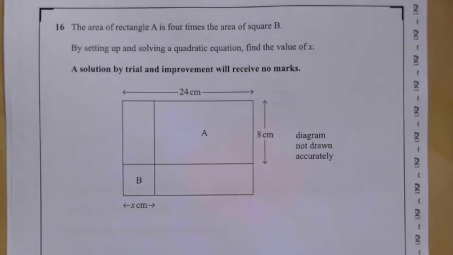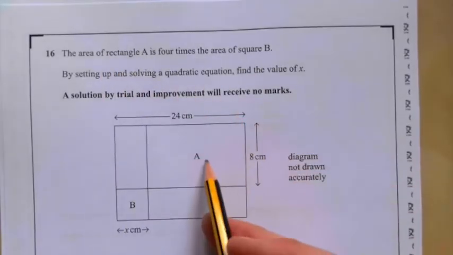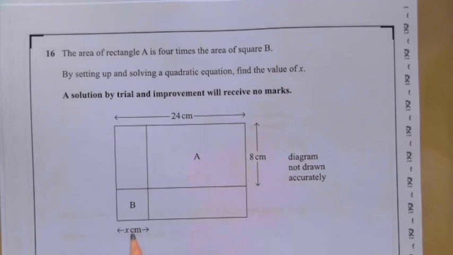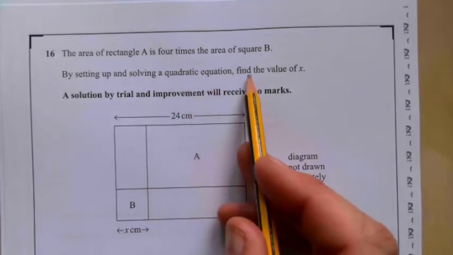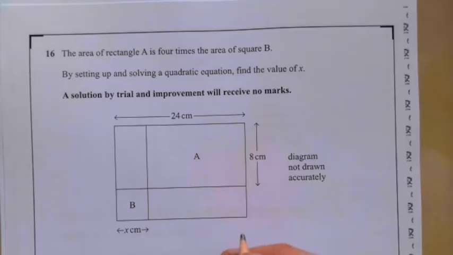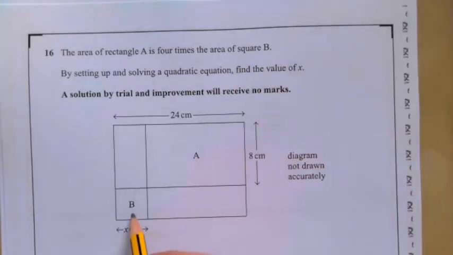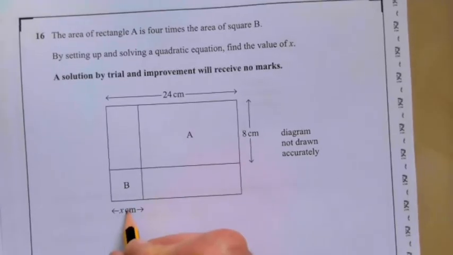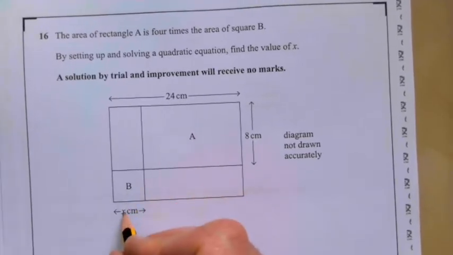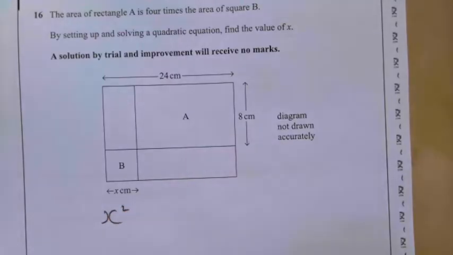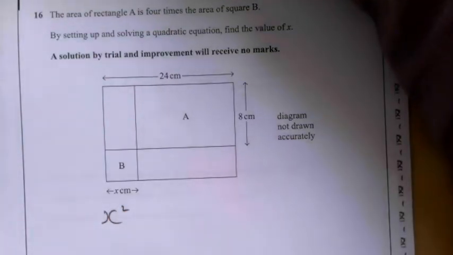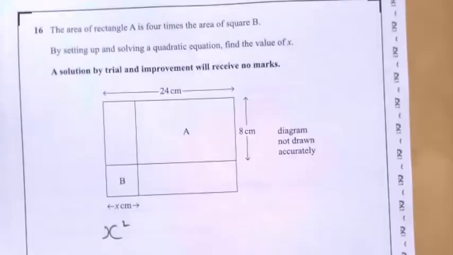Question 16. The area of rectangle A is 4 times the area of B. By setting up and solving a quadratic equation, find the value of x. So let's see how we're going to get this worked out. That's x, so the area of the square B, so that's going to be an x squared. So the area of that bit then is x squared. So that's the area of B.